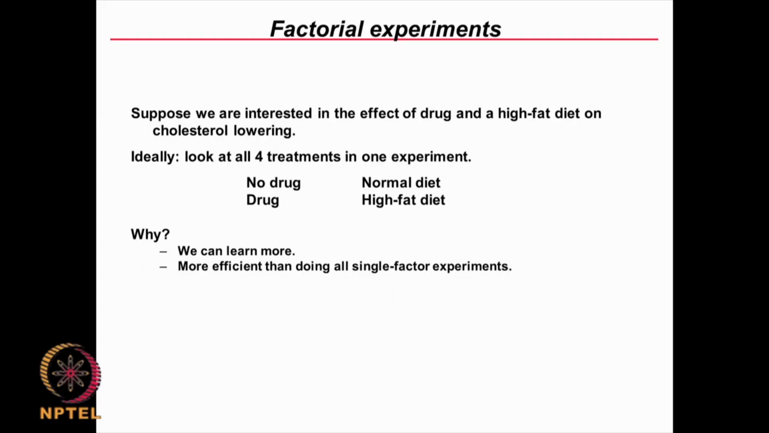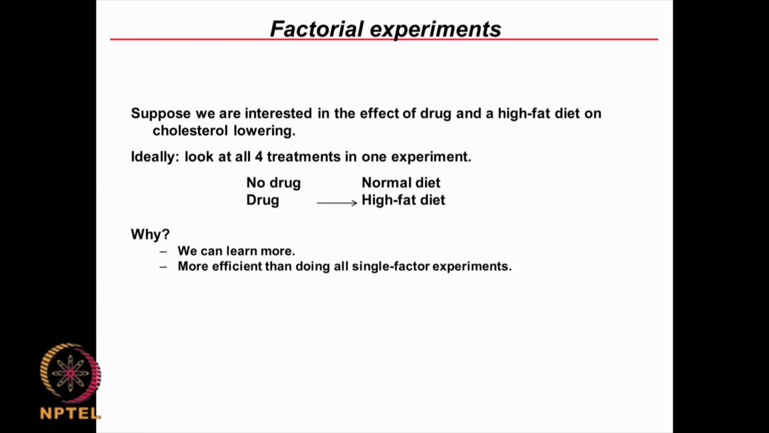So, I mentioned two parameters, one is the drug, the other one is the diet. At two levels, drug has a level of no drug and drug, and the diet also has normal diet and high fat diet. So, we could conduct 4 experiments. The first experiment could be with no drug and normal diet. Then the second experiment could be no drug and high fat diet, the third experiment could be drug and normal diet, and the fourth experiment could be drug and high fat diet.